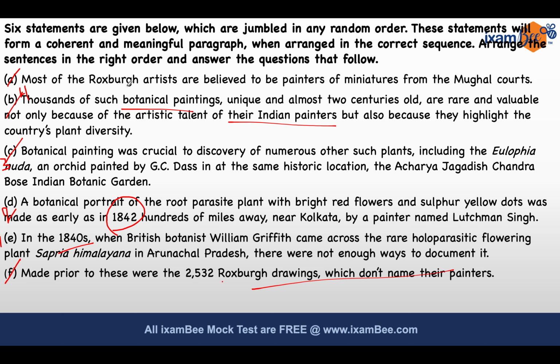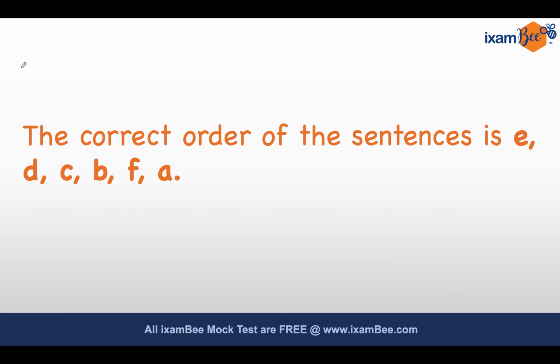Now A cannot be the next sentence because you need the concept to be introduced. F introduces the concept of Roxburgh drawings. So there were Roxburgh drawings that don't name their painters. Now, most of these Roxburgh artists painted the miniatures of the Mughal court. So here we have 1, 2, 3, 4, 5 and 6. There you have your main answer.